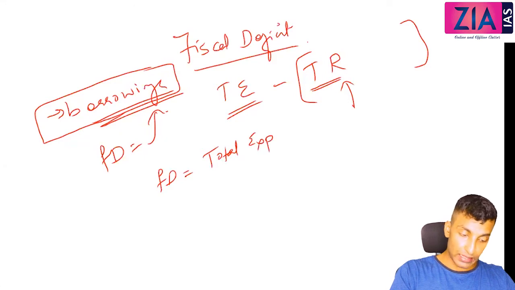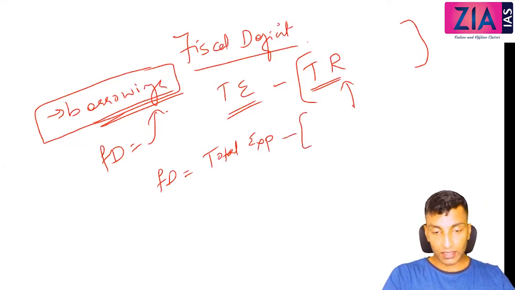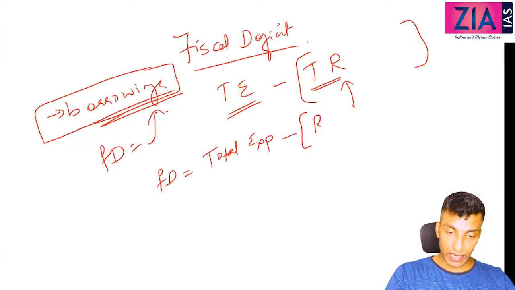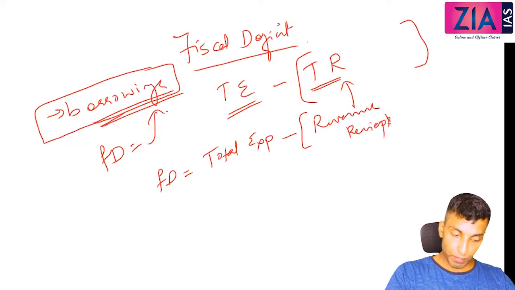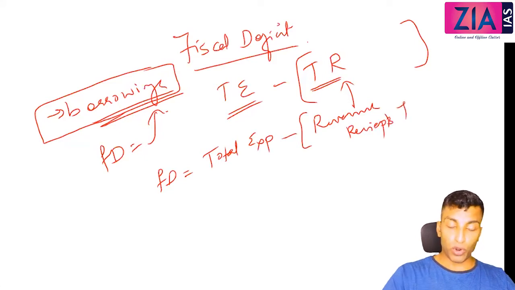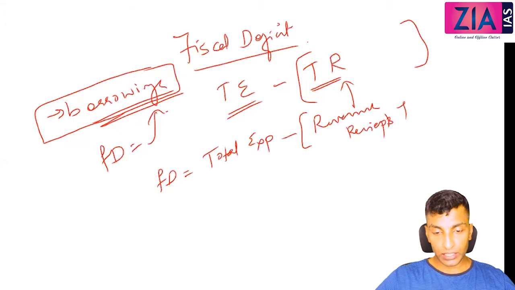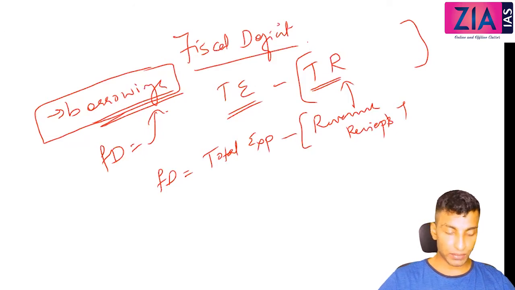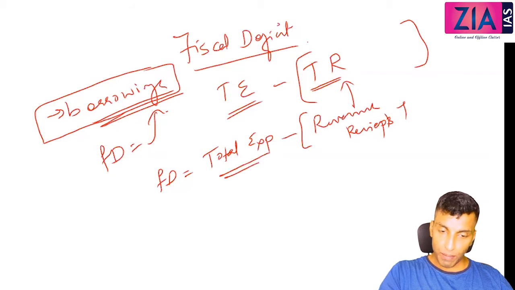Okay, or if you see here, fiscal deficit is, as I've told you, total expenditure minus the receipts. There are two types, right? Revenue receipts plus, see, borrowing will come under where? Capital receipts or revenue receipts? Capital receipt. Why will it come in capital receipts? Because it's a liability, right? So it will come under capital receipts.